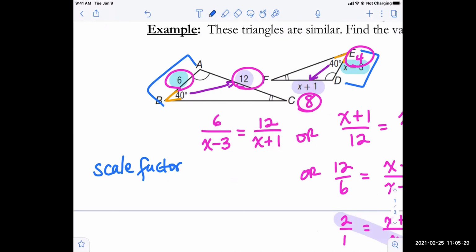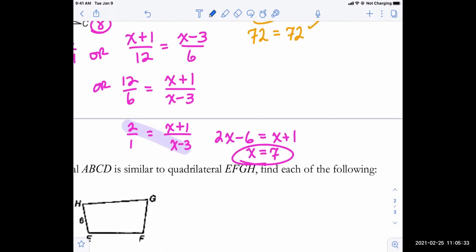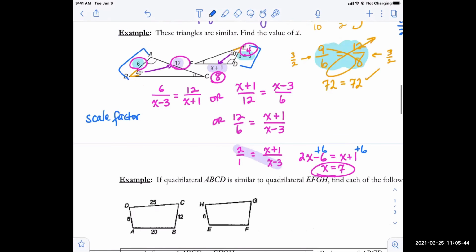I subtracted 1 and subtracted 1x and added 6. When you add 6, you'll make it 7. Okay, 6x plus 6 and 12x minus 36. 6x equals 42. X equals 7. It should be the same thing.